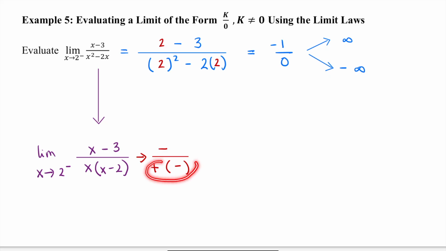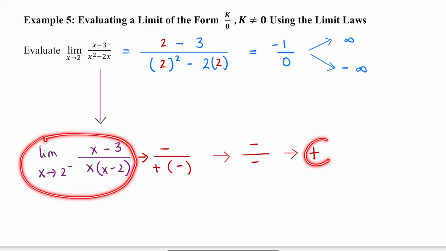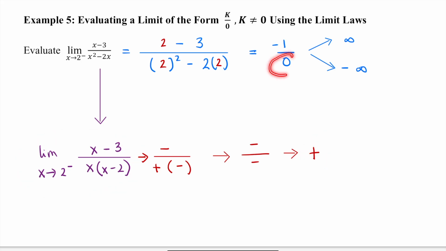First, let's look at the sign of the denominator. Positive times negative is negative. So I have negative over negative. And negative divided by negative is positive. That means my limit is approaching a positive number. And since the denominator is getting closer and closer to 0, the fraction grows without bound in the positive direction, so the limit is positive infinity.